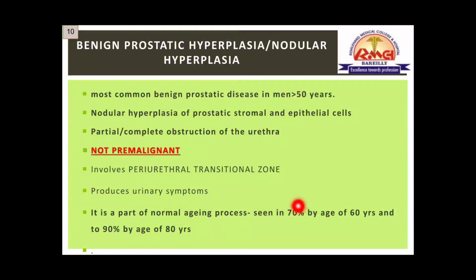in 70% of males by the age of 60 years, and in 90% of males by the age of 80 years. So it is a normal aging process. It occurs because there is more effect of dihydrotestosterone on the growth of the prostate.